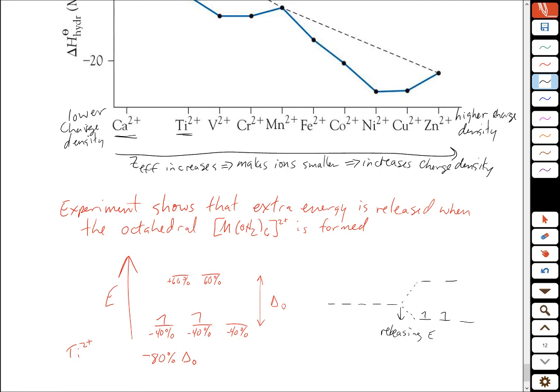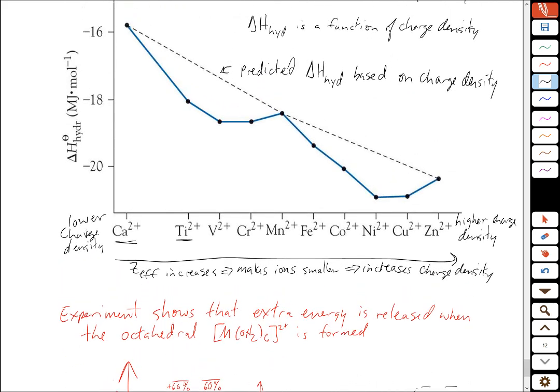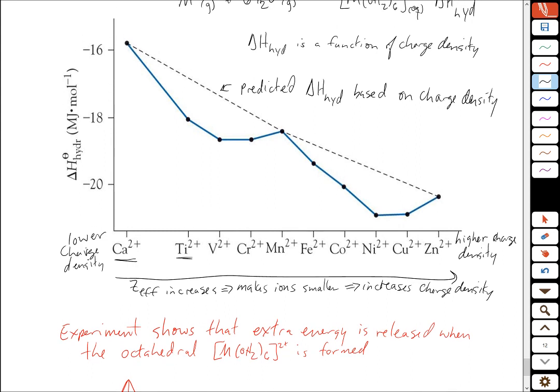Okay? And so if we go back up to the graph, we can see that for calcium, the experimental value for enthalpy of hydration matches our predicted value because calcium has no d electrons. So splitting the d orbitals, there are no electrons to put in there, so there's no increase in stability. But in titanium, here we have dropped below predicted. We've released even more energy because we are now at 80% of delta O.